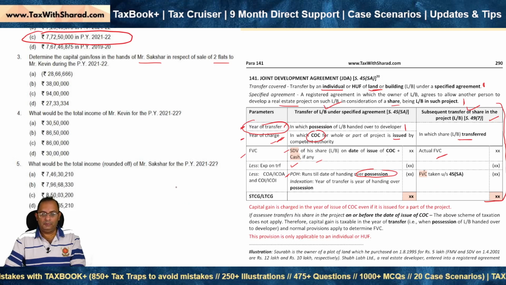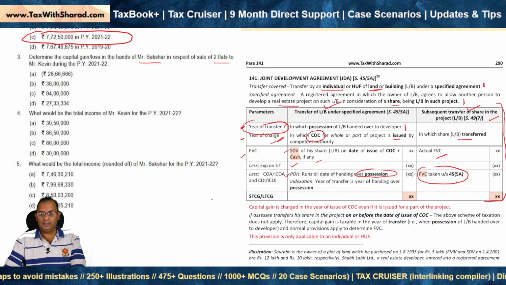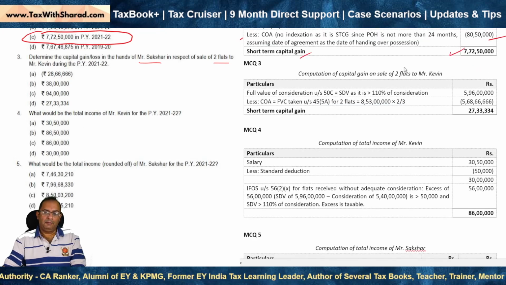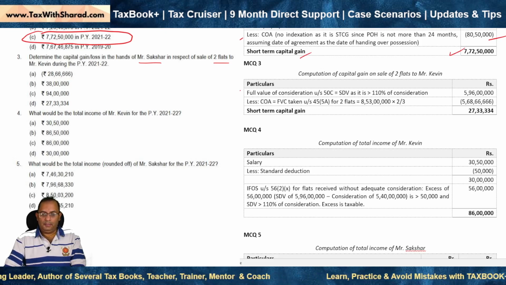What will be the cost of acquisition? The full value of consideration which we had taken earlier under section 45(5)(a). So this will be taken, and the resultant will be the short-term capital gain or long-term capital gain. Right? So in our case, what will be the position? Computation of capital gain on sale of 2 flats to Mr. Kevin. Full value of consideration is SDV or the full value of consideration.